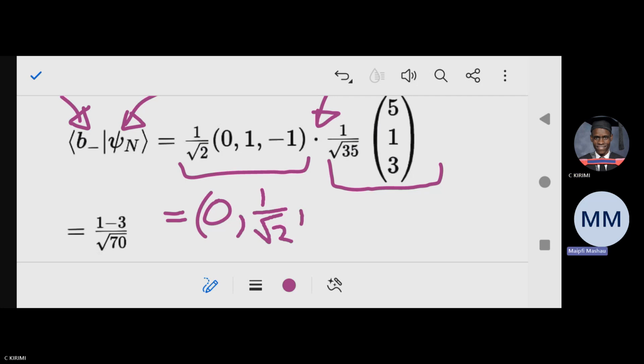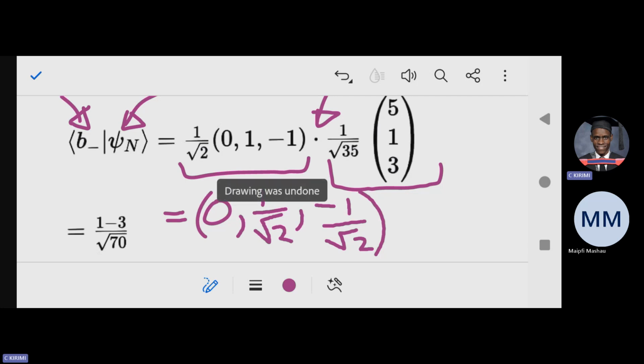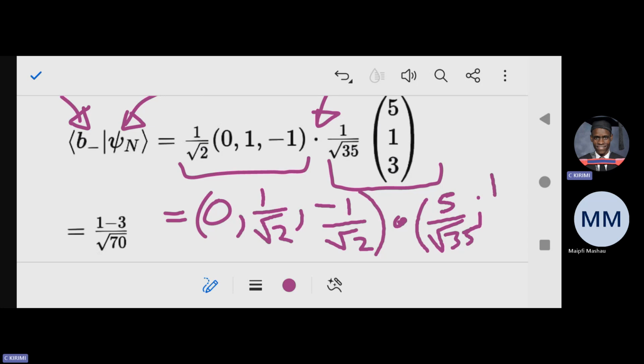So the eigenvectors we found in B, we calculated them: 1, -1 over root of 2. And then you dot with the vector which we are having that side. 1 over root of 5 multiplied by that, which means it will be 5 over root of 35. Then 1 over root of 35.